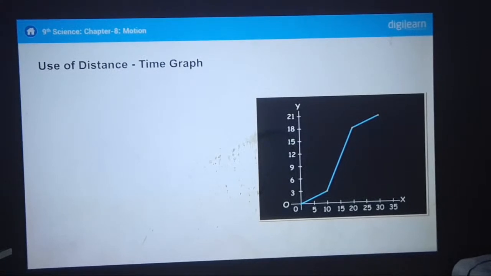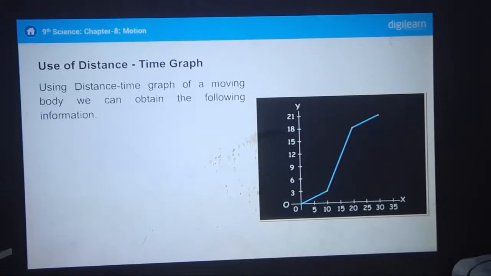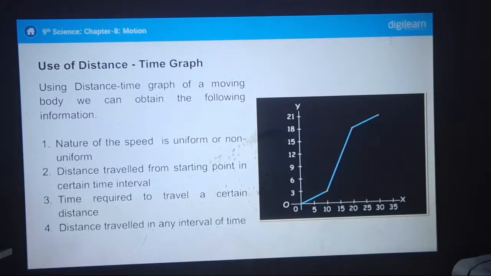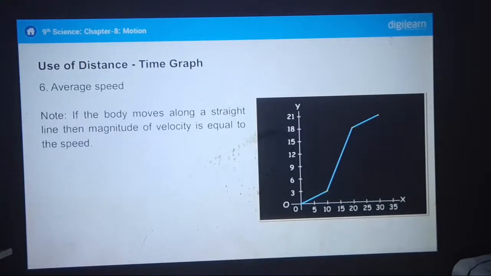Use of distance time graph. Using distance time graph of a moving body, we can obtain the following information. First, nature of the speed is uniform or non-uniform. Second, distance travelled from starting point in certain time. Third, time required to travel a certain distance. Fourth, distance travelled in any interval of time. Fifth, speed of the body in certain intervals of time.